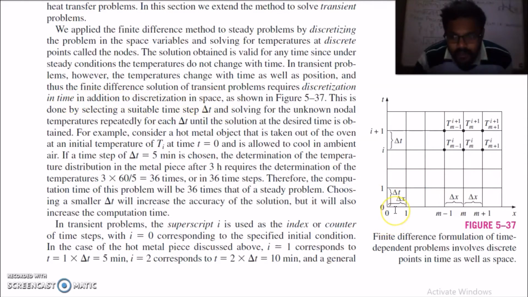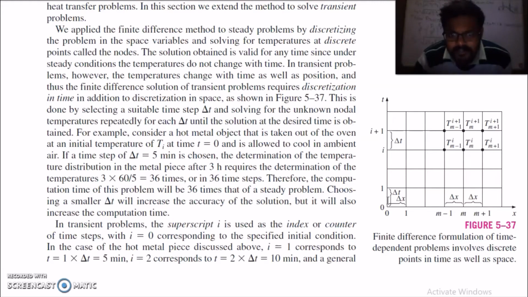So here the finite difference formulation of time dependent problems involves discrete points in time as well as space. So this is del t here, this is del x, this is space, this is your time. This is done by selecting a suitable time step del t and solving for the unknown nodal temperatures repeatedly for each del t until the solution at the desired time is obtained.